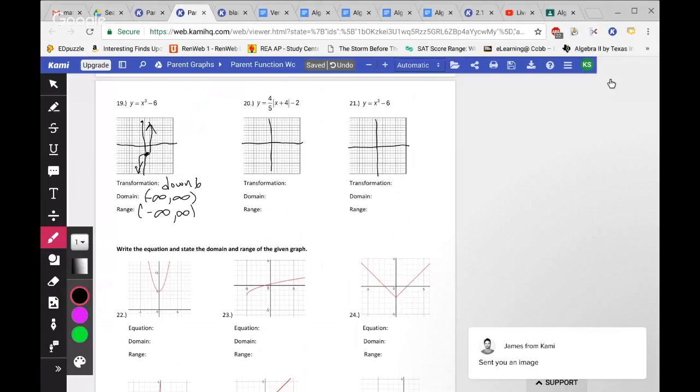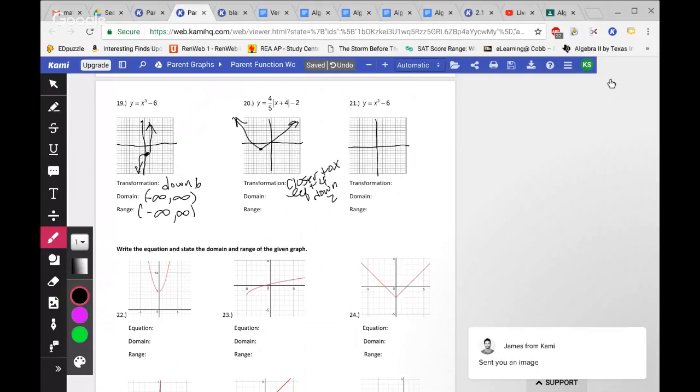This one goes closer to the x. Yes. It is because of it being a fraction. Left 4, and down 2. Awesome. And this is an absolute value, so the V is going to be a little fatter. So left 4, down 2, and a little fatter.